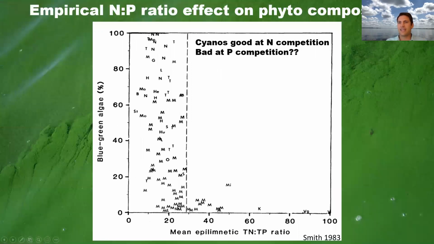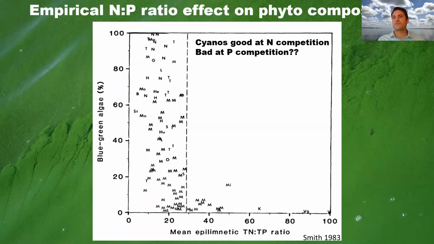So what this is saying, and we'll walk through this in a second, is it begs the question, well, does that mean that cyanobacteria are really good competitors for nitrogen, right? Because they are down here where there's not much nitrogen compared to the amount of phosphorus. But when there's a lot of nitrogen compared to the amount of phosphorus, they appear to be bad competitors. Does that mean they're bad at phosphorus competition? What does this mean? Is this real or not?